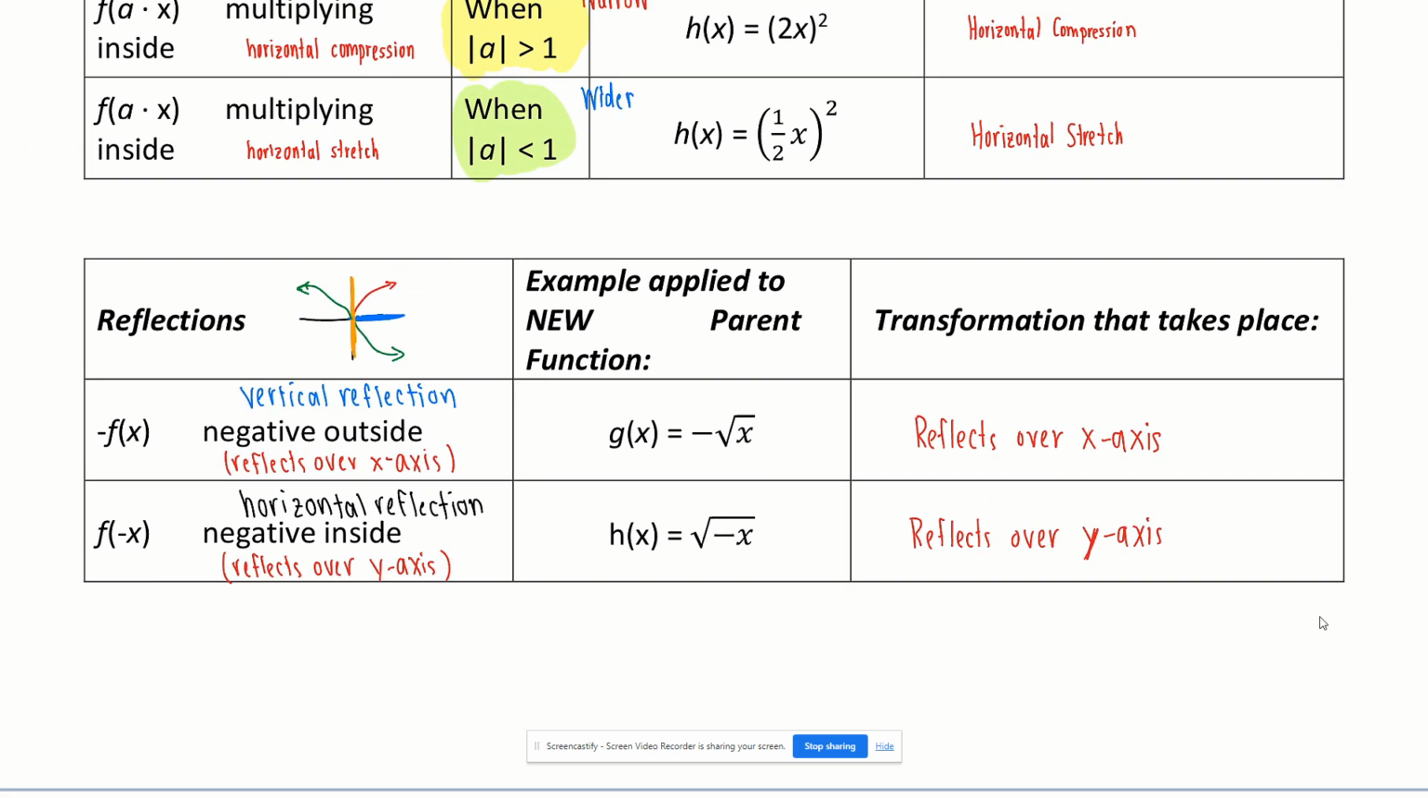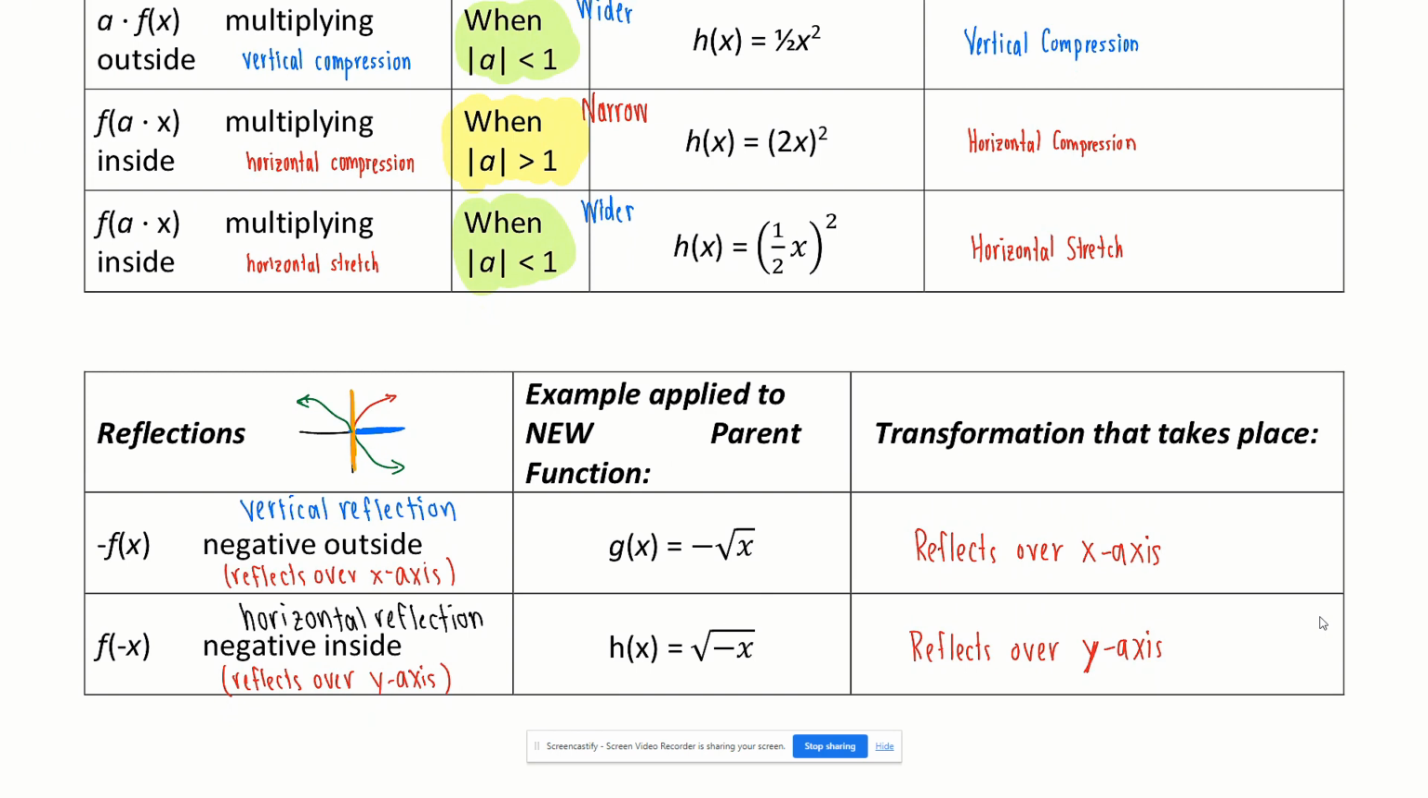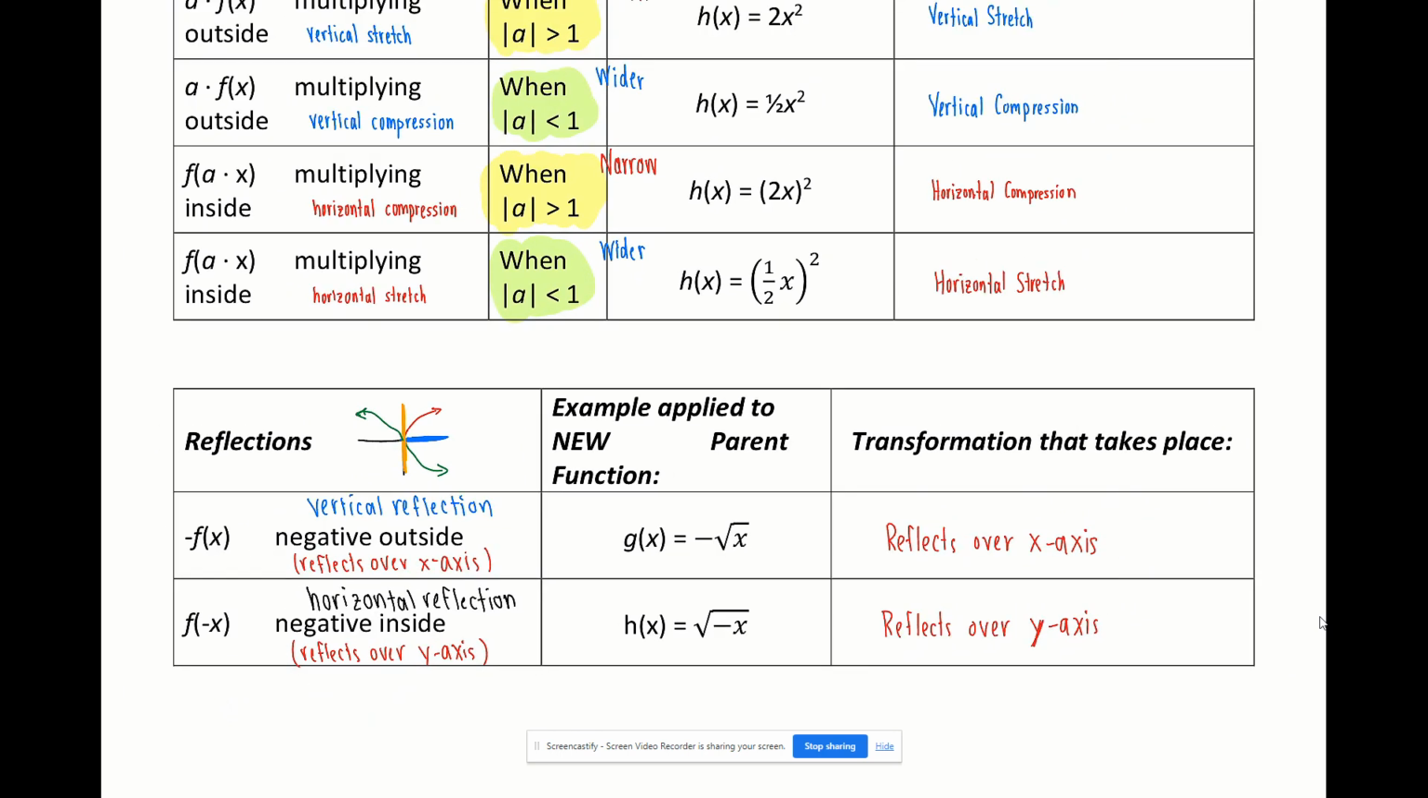And that's it with reflections. They're really pretty simple as long as you can keep the directions straight. Okay? Outside's vertical reflection, which means it's going over the x-axis. That's vertical reflection this way. Inside, it means a horizontal reflection, so it's reflecting left to right. It's reflecting over the y-axis. Very simple if you just follow along.